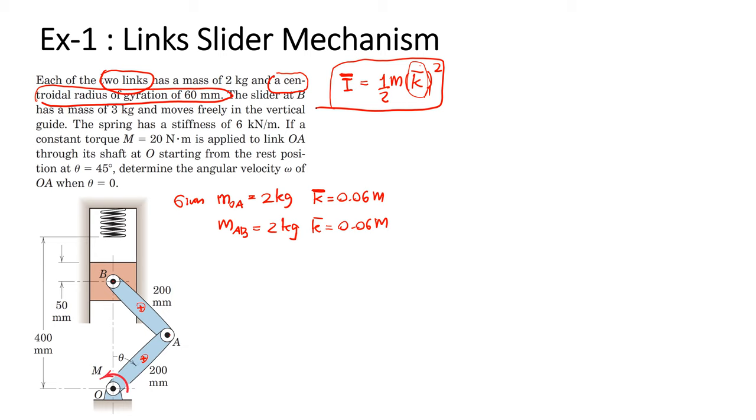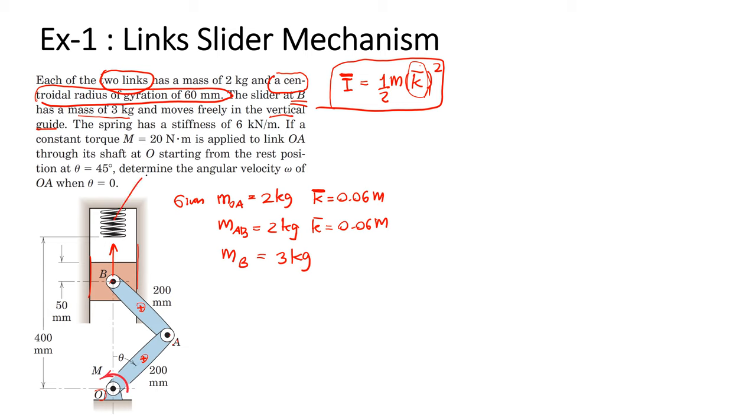So in this case, we have link OA and link AB, and each link has a mass of 2 kilogram and a centroid radius of gyration of 0.06 meter. When links OA and AB rotate, it creates the vertical motion of block B. The block B is a slider inside the slot, it can only go upward and downward along the vertical guide, and block B also has a mass of 3 kilogram.